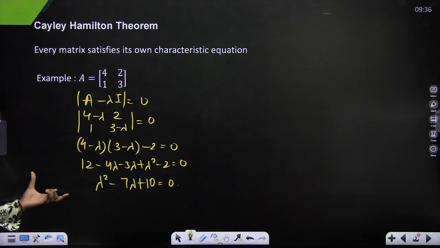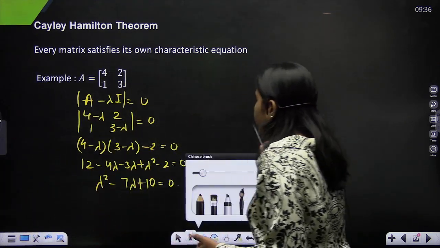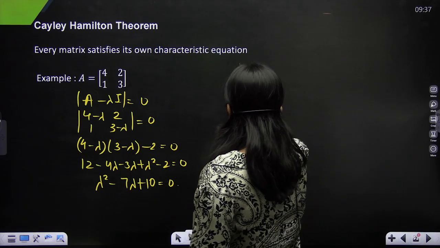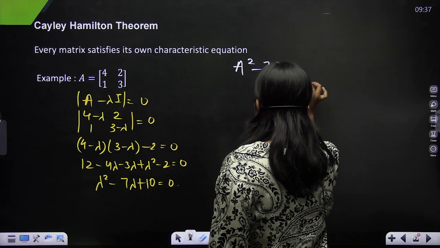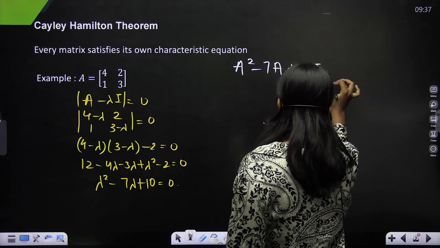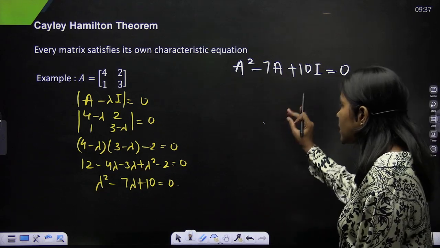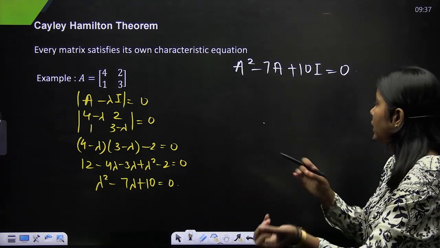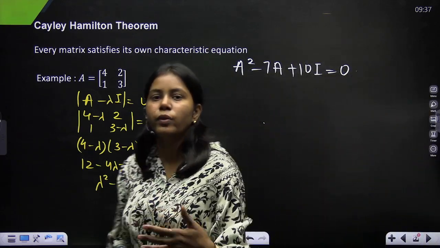What this Cayley-Hamilton theorem says is that every matrix satisfies its own characteristic equation. So for this question, it says that A square minus 7A plus 10I is equal to 0. Right? I have this statement. Now with the help of this, I can solve questions further. But now I want to check, is it really true? I just want to verify it.